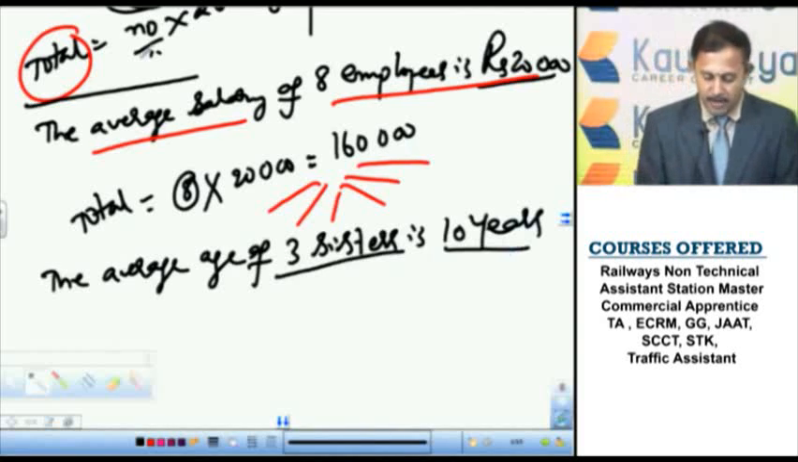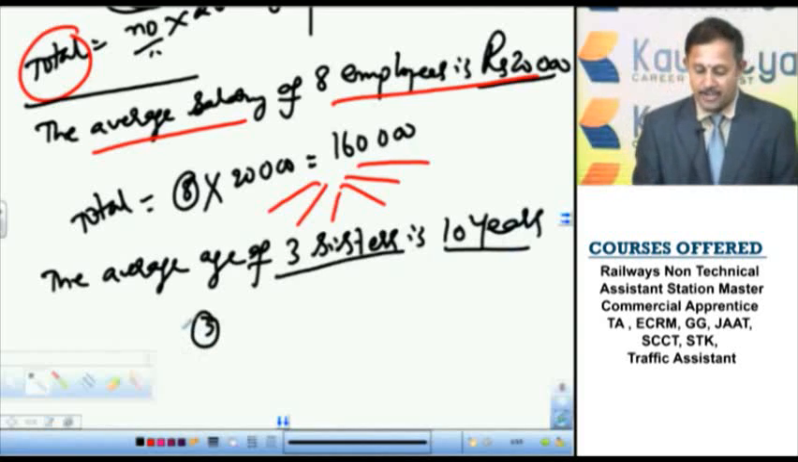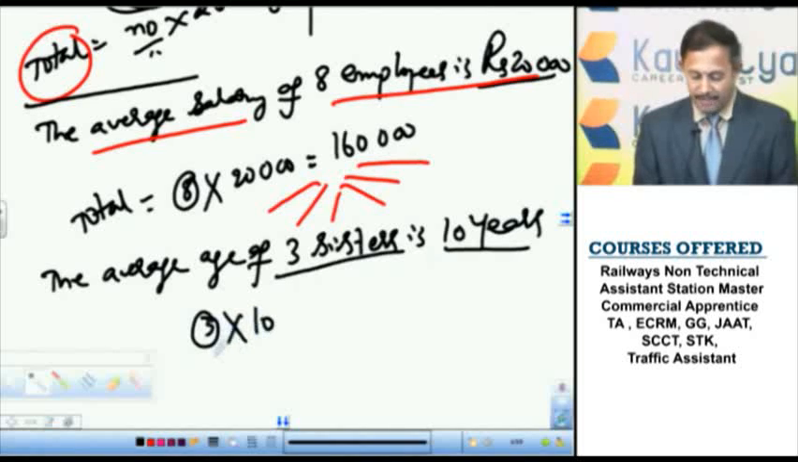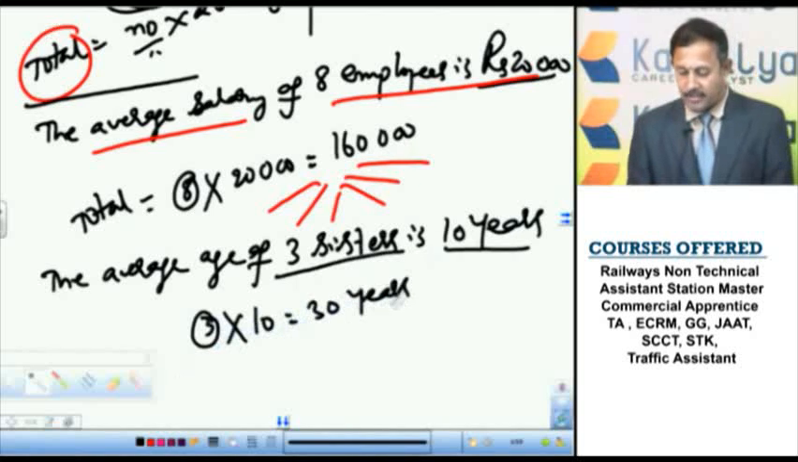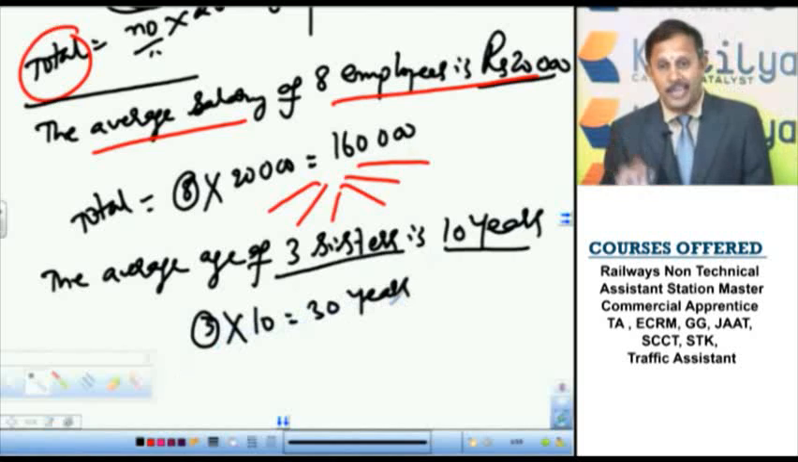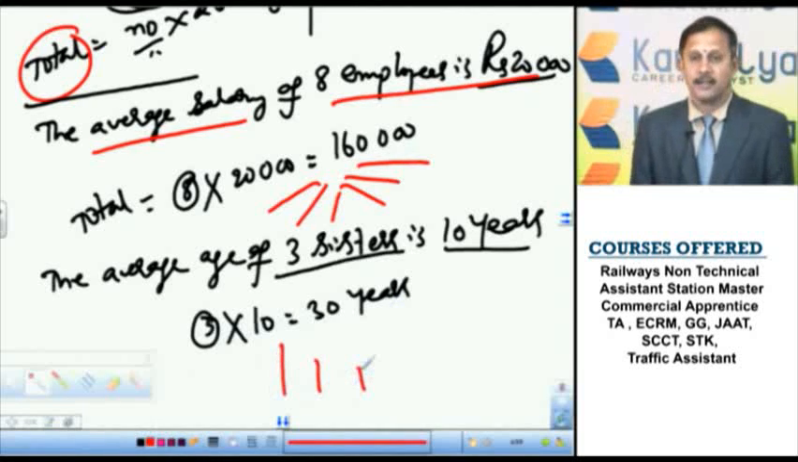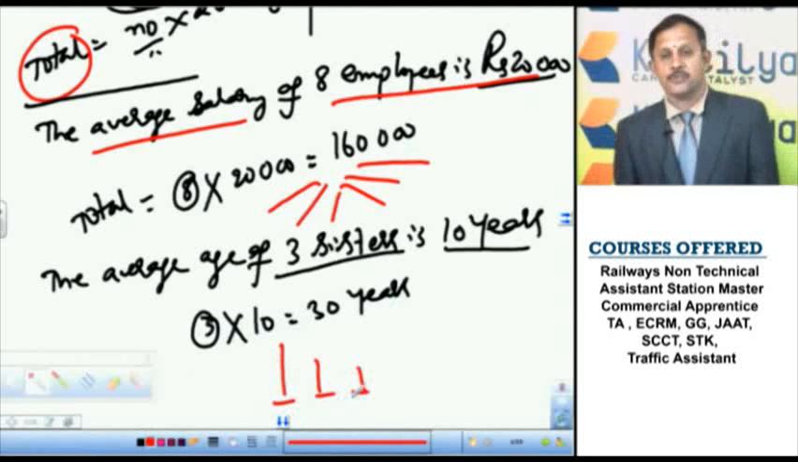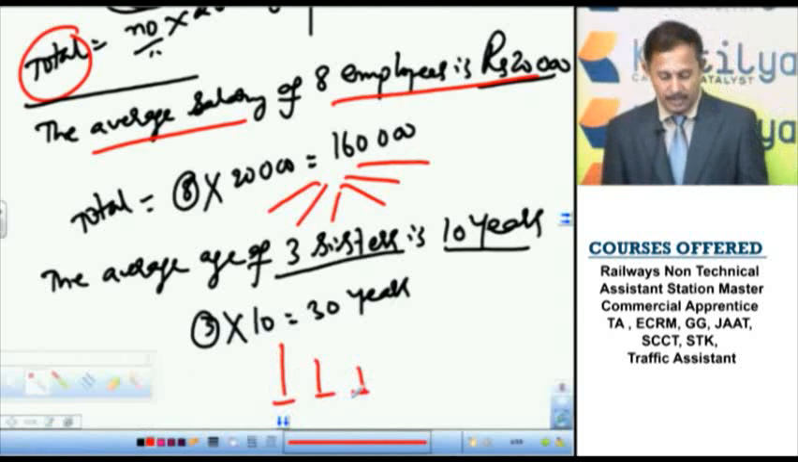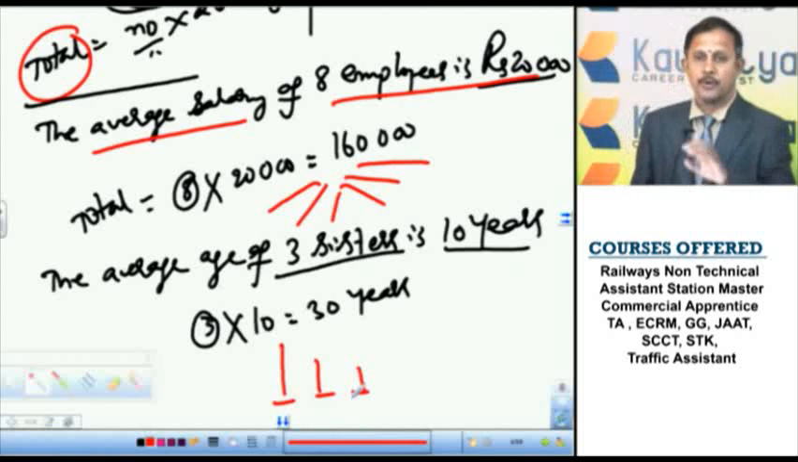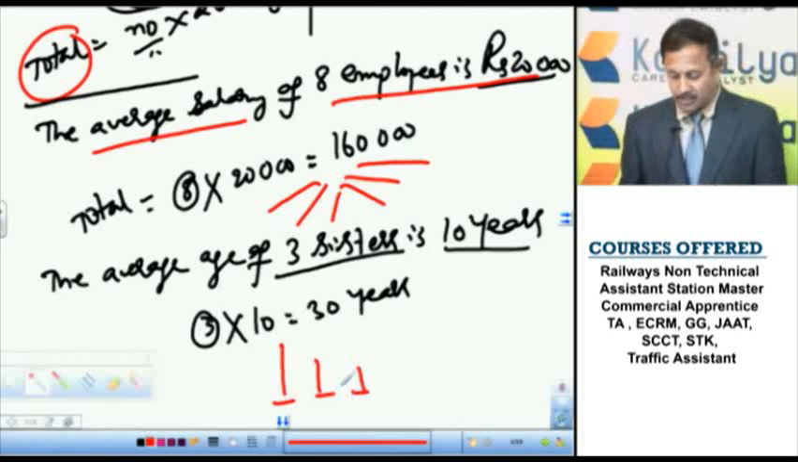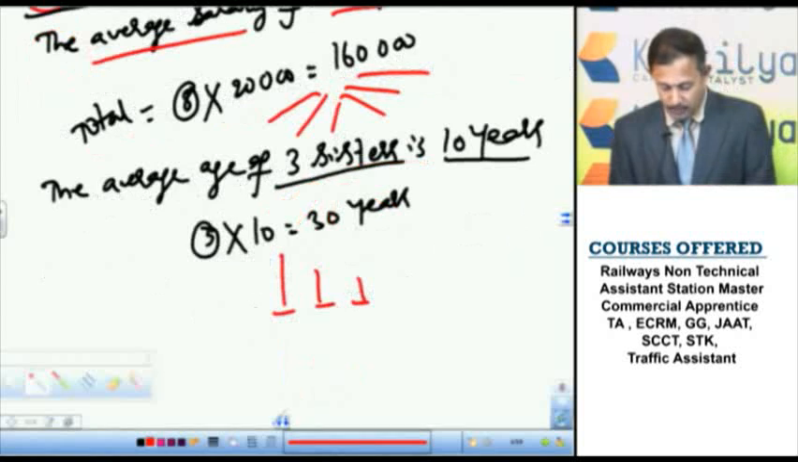So here the number of candidates is 3 and their average is 10. So number into average gives the total age of all the 3 members together. Here we get the total age of the 3 candidates as 30, but we are not particular about the age of the individual. So this is the second formula, right? The first formula is average is equal to total by number of elements. The second formula is total is equal to number into average. Next, one more example.